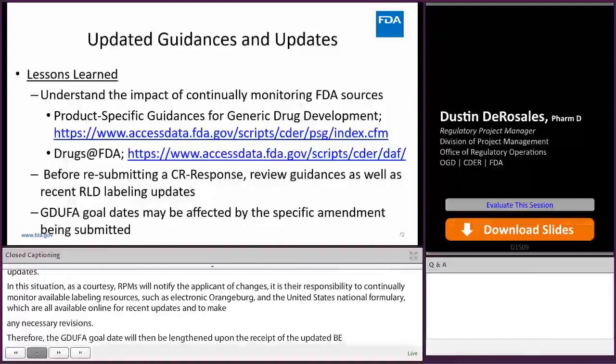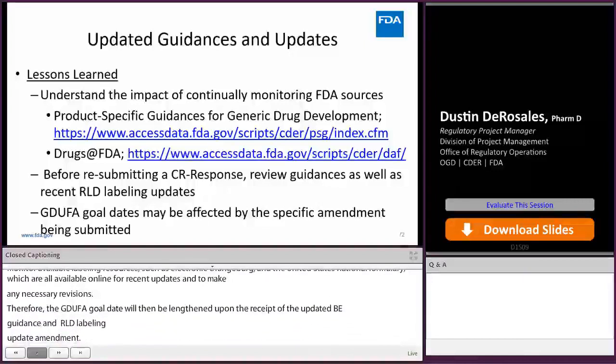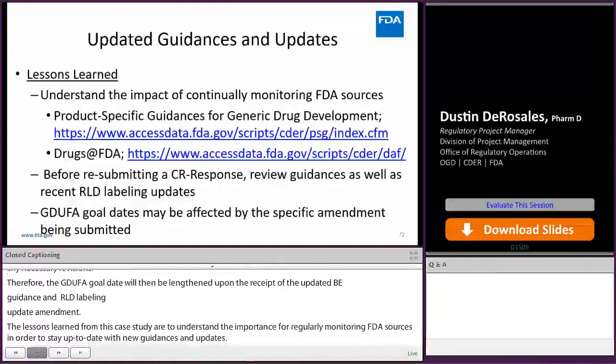The lessons learned from this case study are to understand the importance of regularly monitoring FDA sources in order to stay up to date with new guidances and updates. Also, remember that the GDUFA goal date is dependent on the timing of submission of such amendments. In the previous case study, had the guidance and RLD labeling update been incorporated in the CR response, the goal date would not have been extended.